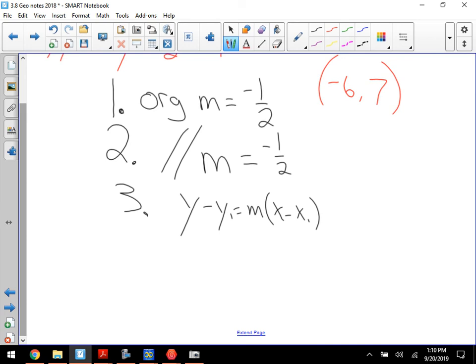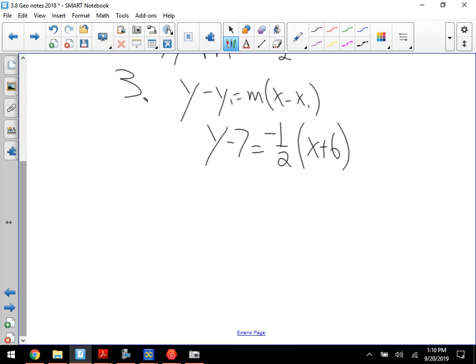We just substitute in. So it's y minus 7 is -1/2 times x plus 6. Good. And then we just distribute. Multiply everything inside the parentheses by your -1/2. We get y minus 7 is -1/2 x. What's -1/2 times 6? Very good. And what do I do with my 7? Add it up. Yep.